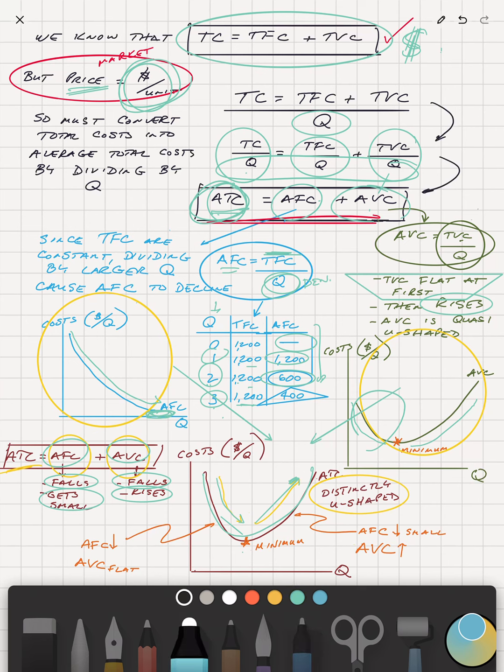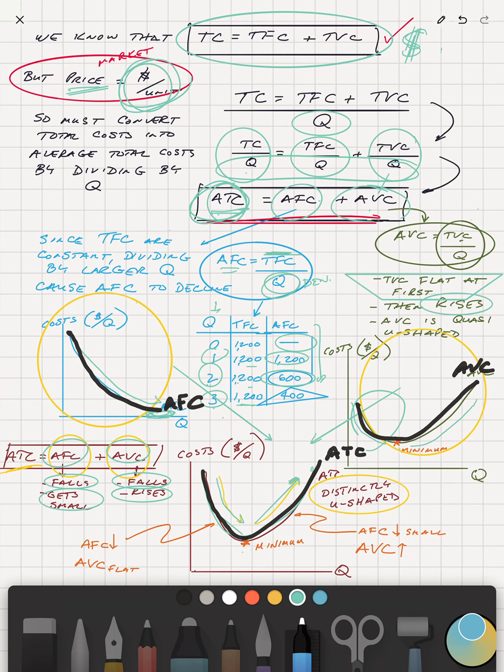Let's go over this again real quick. Here's an average fixed cost curve. Here's an average variable cost curve. Okay, both are falling at first, and then average variable cost rises, and average fixed cost gets really small. So your average total cost curve looks like that. It is distinctly U-shaped. Everybody okay with that?